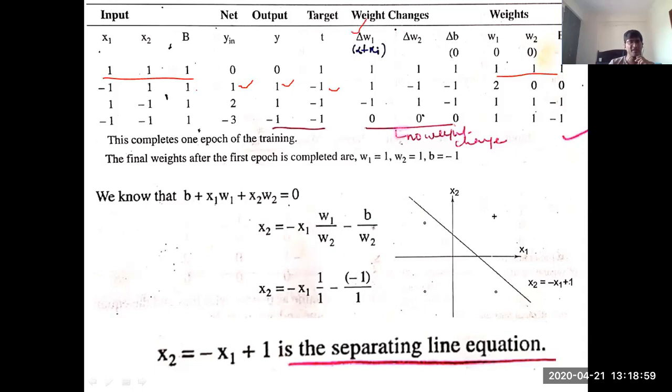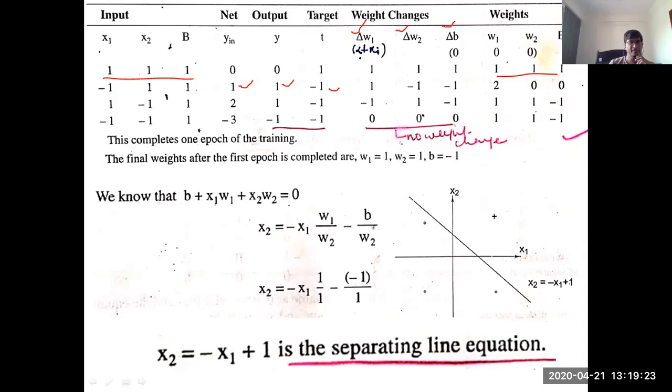So we would first calculate the change in weight for W1, W2, as well as for your bias value. So the weight change formula is what? It involves alpha T into Xi, right? And when we calculate the new weights, we have to add the old weights along with the value of del W in order to obtain the new weights, right?